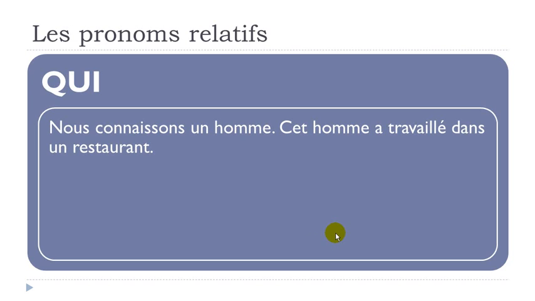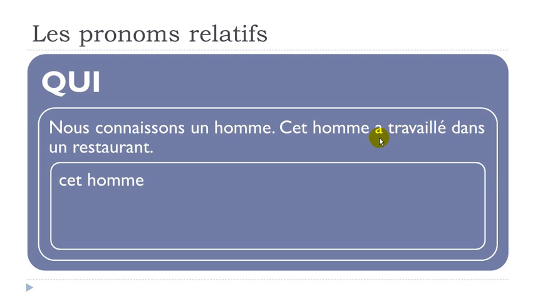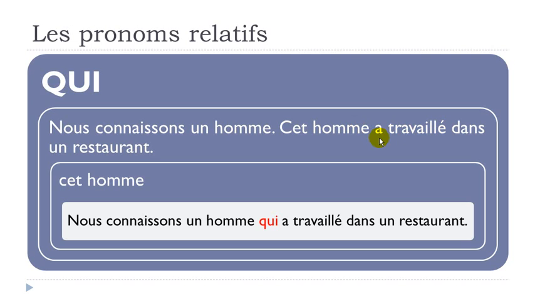So let's see now the same sentence. Nous connaissons un homme. But then here, if you look, cet homme a travaillé dans un restaurant. So here, we've got the passé composé form. You remember, you put avoir first, and then you put your participe passé form. All right? So, of course, cet homme, we would like to avoid repeating this one. So we'll get this sentence. Nous connaissons un homme qui a travaillé dans un restaurant.